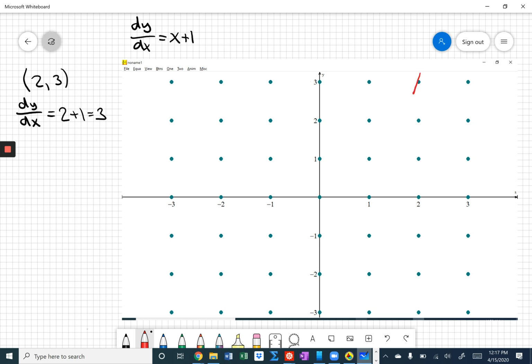But it would be a steep line, something like this. It's a short little line segment that represents the slope at that point. Let's look at another point. Let's say we were at the point 3 comma negative 1. Well, what's the slope at 3 comma negative 1?